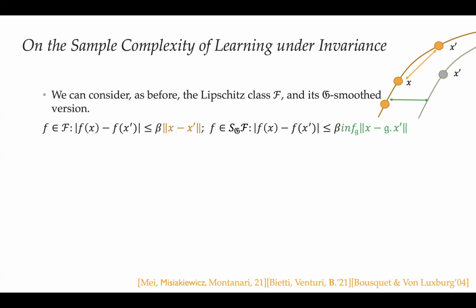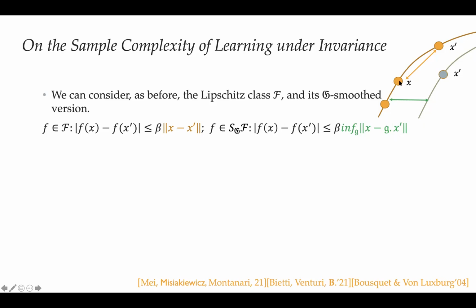We can start by looking at one of the classes that we studied the first week, which is the Lipschitz class. Let's take the space of Lipschitz functions, and let's consider their smooth version by an arbitrary group G. Remember that for a Lipschitz function, the difference between f of x and f of x prime is controlled by the Euclidean distance between x and x prime. Now if I consider the smooth version of this class, the corresponding notion is that instead of being Lipschitz with respect to the Euclidean distance, these functions are Lipschitz with respect to a distance that takes into account the group structure.